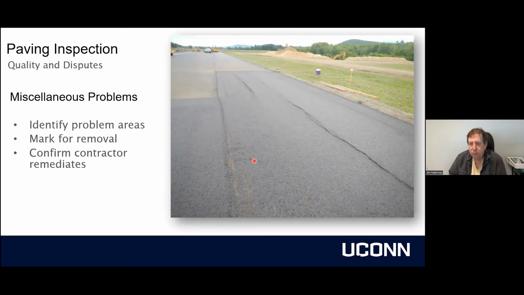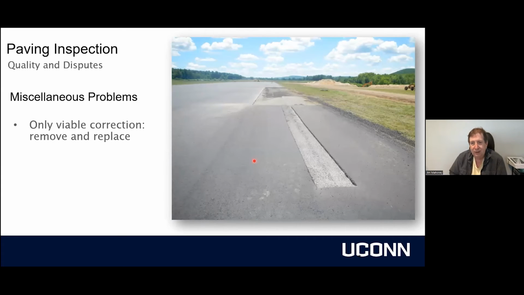Here you can see some roller marks in this pavement. They're pretty obvious, where the roller's cutting into the pavement and that creates problems. And obviously that's not a desirable surface because that's a weak spot where water and air can get in there and we can create problems as well. So this would be something that would be marked for remove and replace because there is no way to fix this.